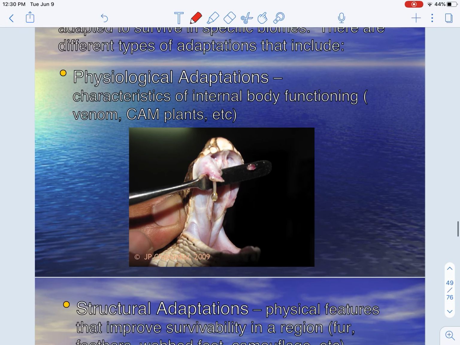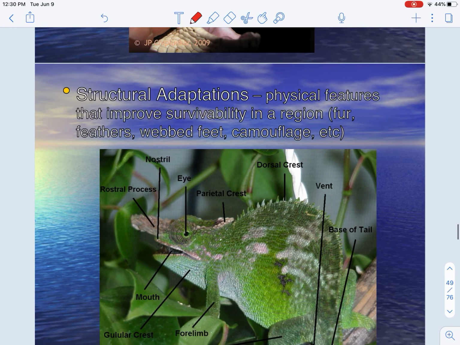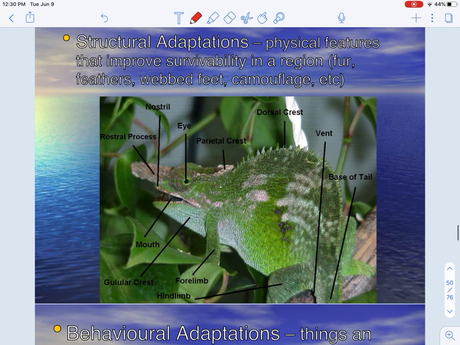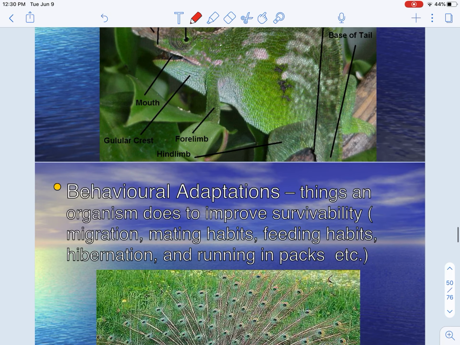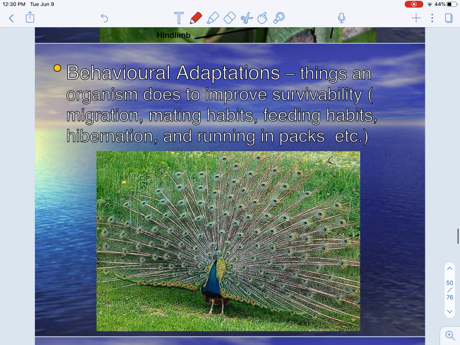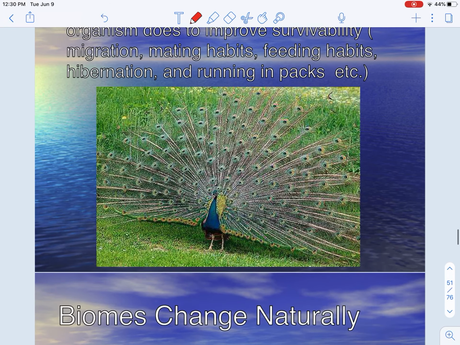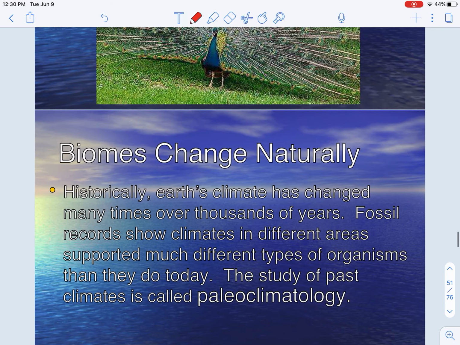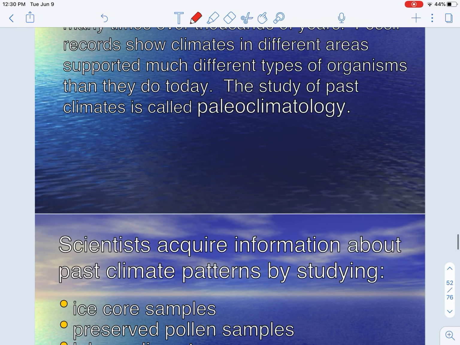Okay, the organisms, plants and animals are all adapted to their specific biomes that they live in. A physiological adaptation would be their internal body functioning. Structural adaptations would be their physical features that help them survive in their environment, like webbed feet or feathers. And behavioral adaptations are behaviors like mating, migrating, hibernating, patterns that help them survive.